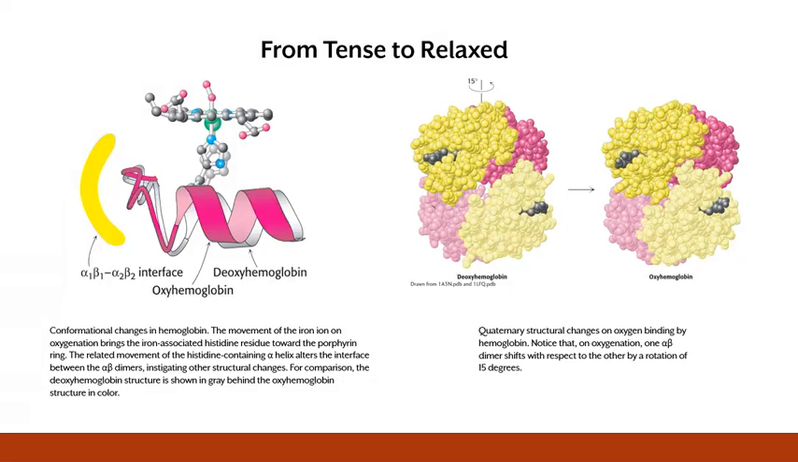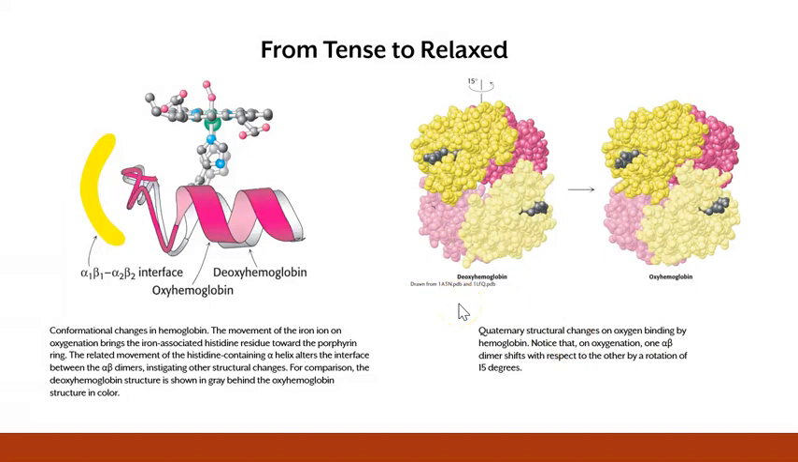From tense to relaxed. How does oxygen binding lead to the structural transition from the T state to the R state? When the iron moves into the plane of the porphyrin, the histidine residue bound in the 5th coordination site moves with it. This histidine residue is part of an alpha helix, which also moves, which we could see in the first image. The carboxyl terminal end of this alpha helix lies in the interface between the 2 alpha-beta dimers. Consequently, the structural transition at the iron ion is directly transmitted to the other subunits, resulting in substantial changes in quaternary structure that correspond to the T to R state transition, which can be seen in the second image.